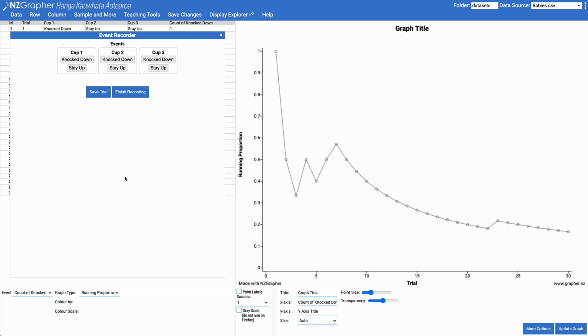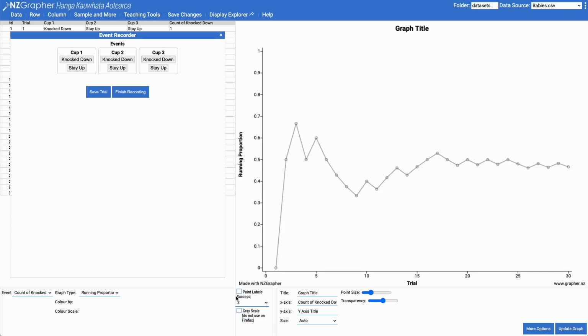So what I want to do now is, instead of looking at the success of getting one of them knocked down, I'm actually wanting to look at the success of getting 3 of them knocked down. So I'm going to change this to a 3 down here. And I can see long term, it's looking like I'm hovering about 50%, just under half of the time I'm knocking all 3 of them down.